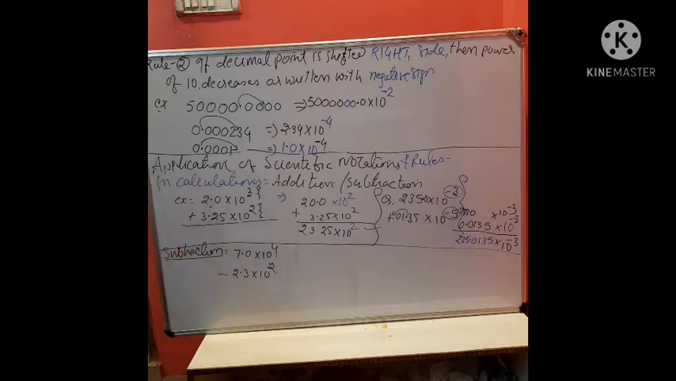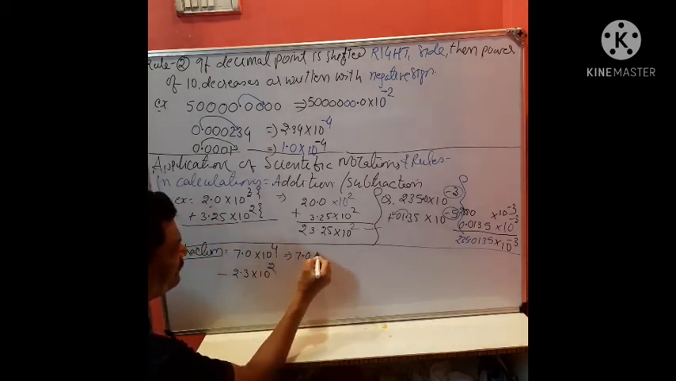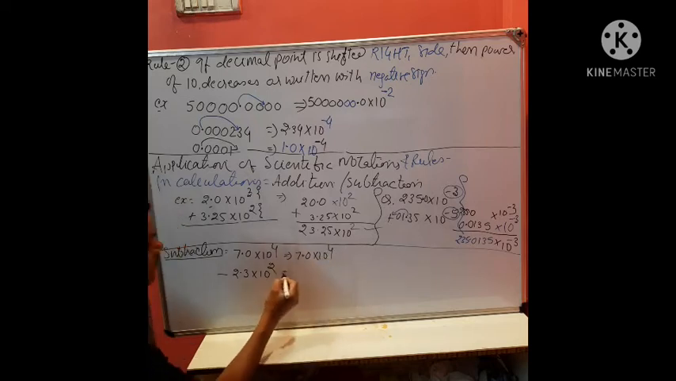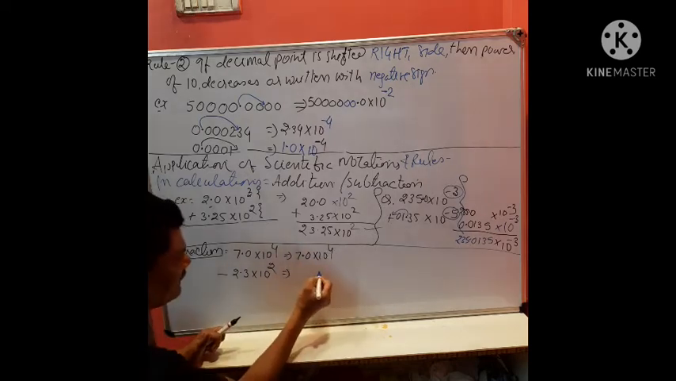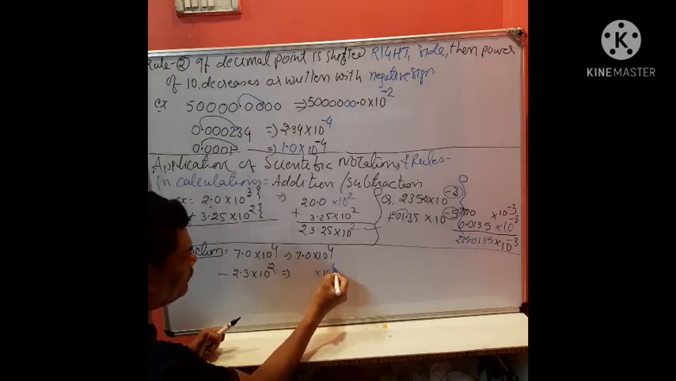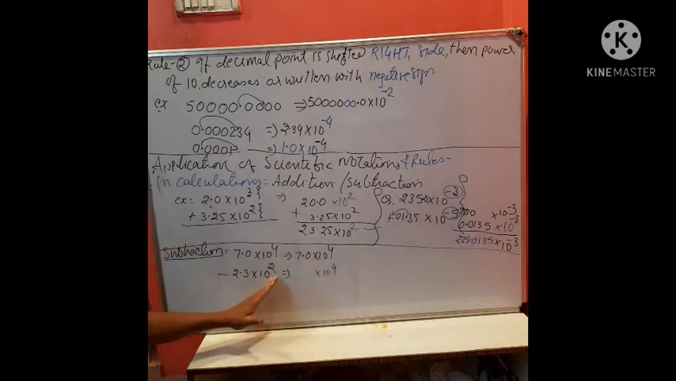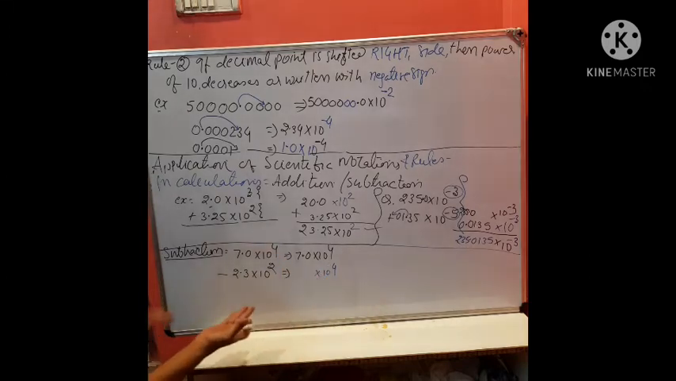Now simply I have to solve the question. So what I have to do? I have to again make the powers the same. So this could be written as 7.0 into 10 to power 4. But what about here? If I have to change this 10 to power 2 to 10 to power 4, that means 2 decimal places are to be shifted. So where to shift it? If the power increases, then the decimal is shifted to which side? Left side. So this decimal is to be shifted to the left side.